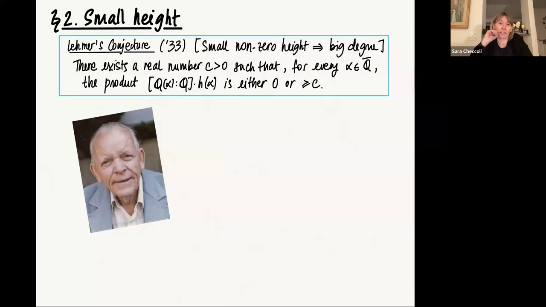This is known as Lehmer's conjecture, at least. And here the slogan could be: small height implies big degree. This conjecture tells you that there exists some positive real C, such that for every alpha in Q bar, when you look at the product of the height of alpha times its degree, this product is either zero or bigger or equal than C. So it's a sort of gap result. There is a gap for the values of this product.